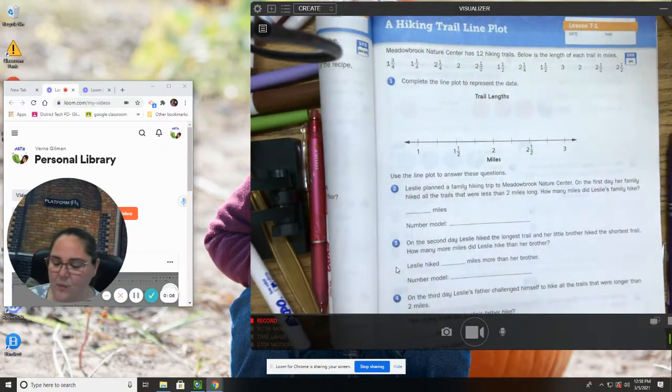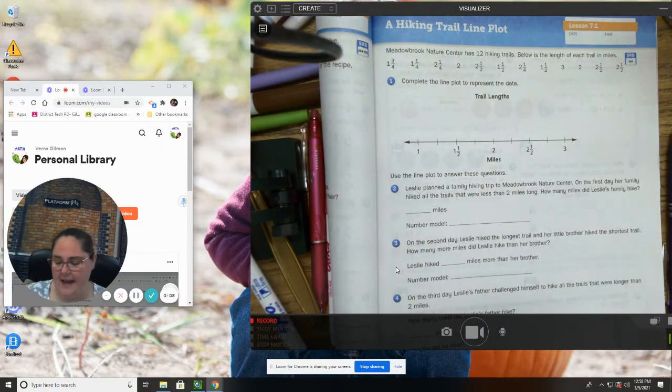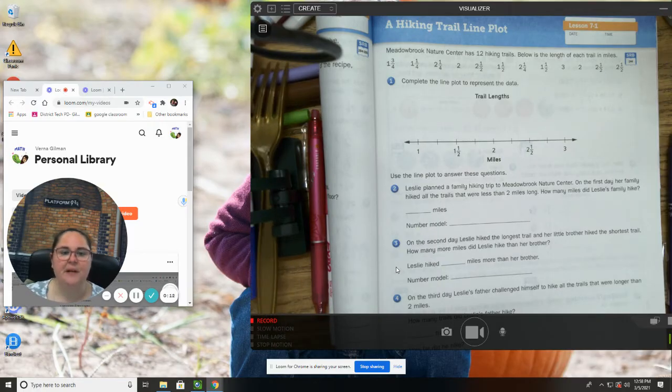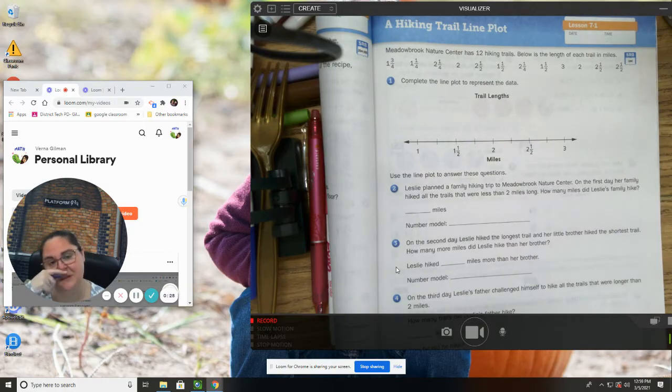of Unit 7.1. This is a practice page that is included in this lesson. In 7.1, you multiply mixed numbers. It is a harder concept. We're also going to talk about how to use line plots to answer questions. So on page 235 in your math workbook, Everyday Math, Volume 2 for Student Edition, 5th grade, page 235, that's where we are. So it says that we have a hiking trail line plot.